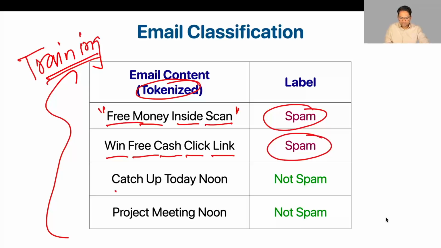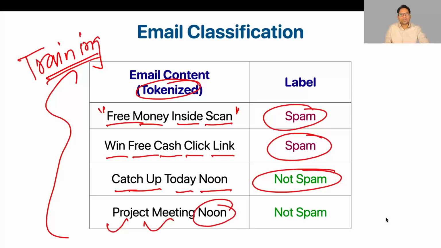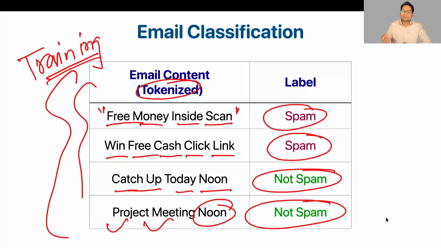But now we have project meeting, catch up today at noon. This is a project meeting mail, so this is not spam. And then again a project meeting at today's sometime during noon. This is also not spam. So this is the training data that we have, and using this we will get a new email that we will classify as spam or not spam.